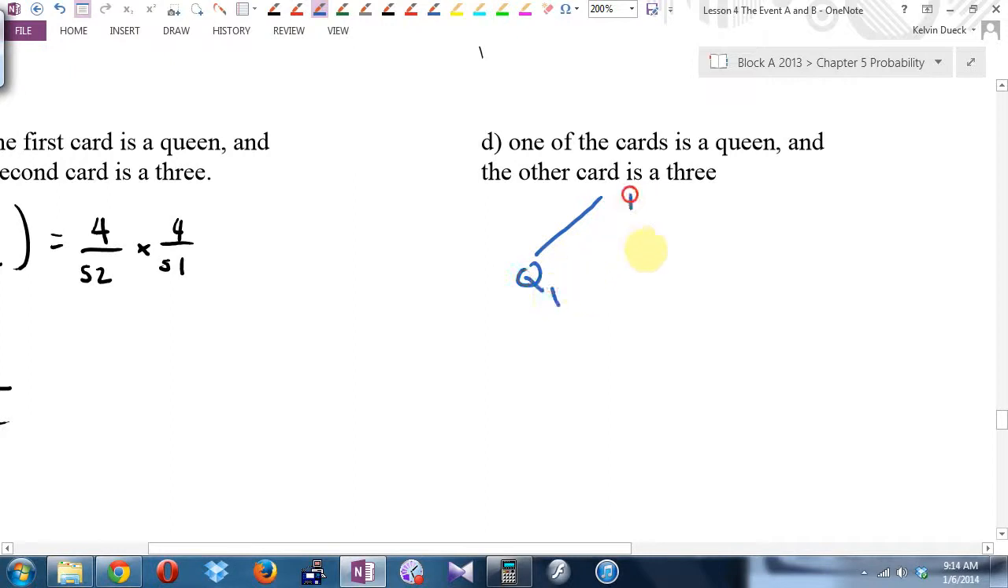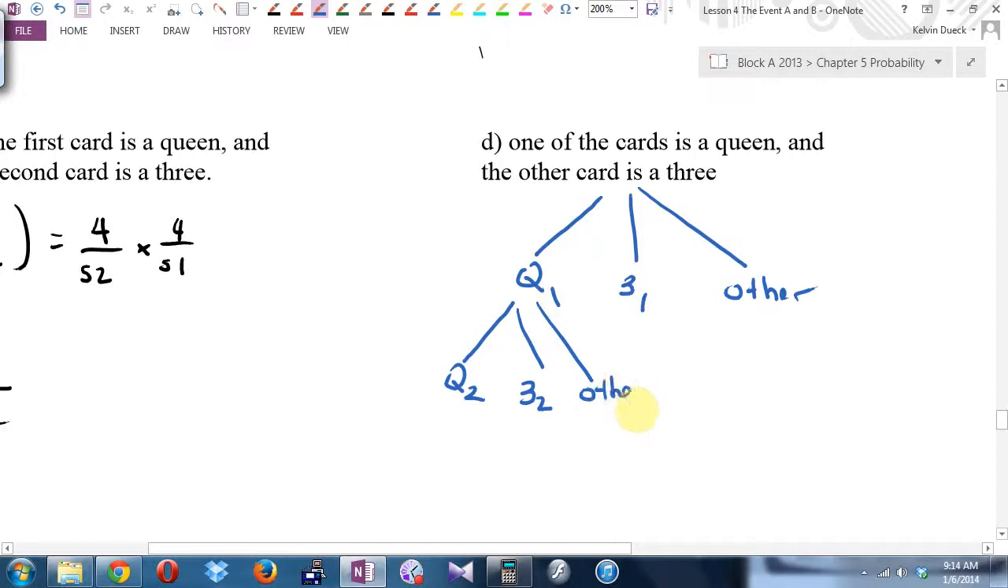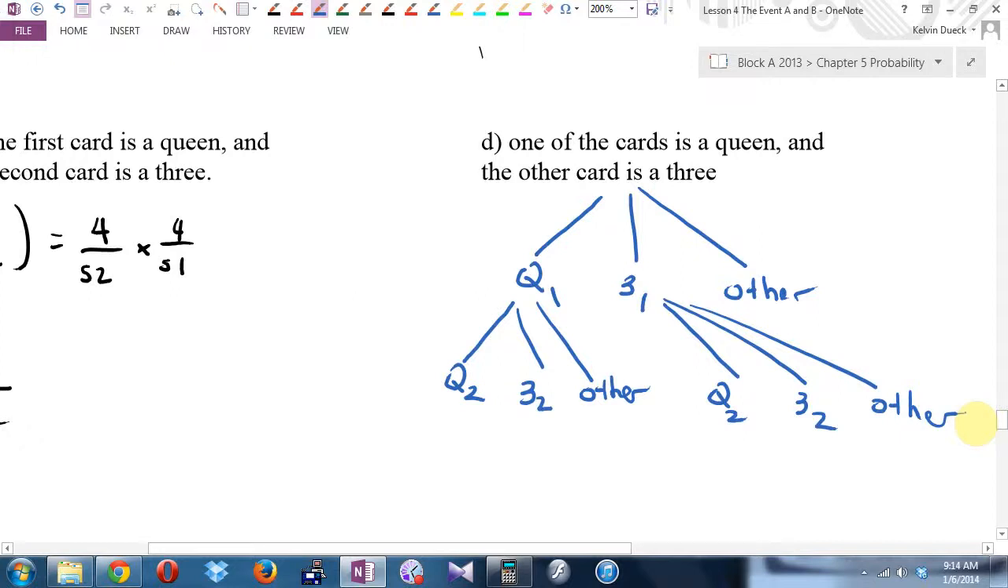Queen on the first, 3 on the first, other. Queen on the second, 3 on the second, other. Queen on the second, 3 on the second, other. And Rachel, I'm not going to bother filling in this branch because it's already a loser. I'm not going to do a full tree here.